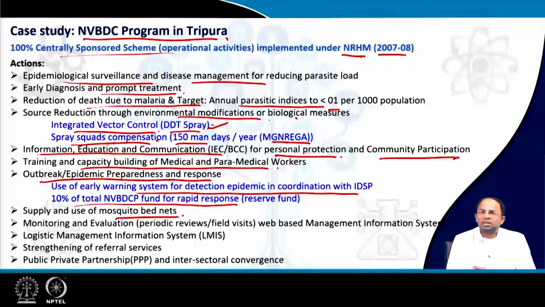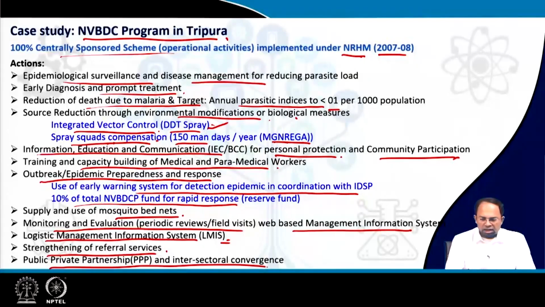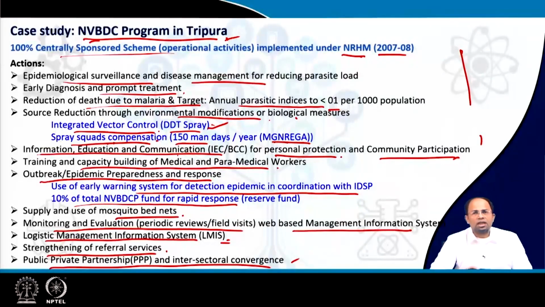Mosquito bed nets, including chemical insecticide-treated ones, were supplied. A monitoring and evaluation and web-based information management system was created, and this data was updated after periodic field visits. Then a logistic management information system, particularly for vaccines, was created. Strengthening of reference services, public-private partnership, and intersectoral convergence were also looked into. So this is the basic way these kinds of programs are undertaken. This gives you an idea that in any other state, when we conduct this kind of program, these are the different steps that have to be conducted.